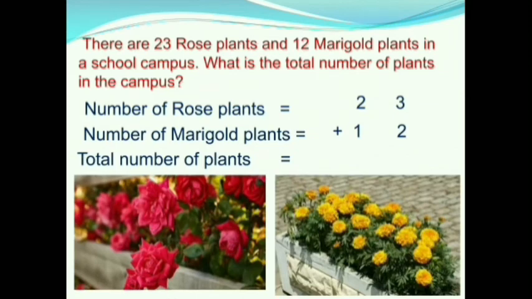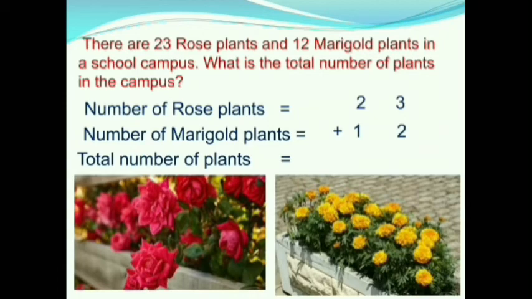Children, now we will solve the word problems. First one, there are 23 rose plants and 12 marigold plants in a school campus. What is the total number of plants in the school campus? How many rose plants are there in the school campus? Number of rose plants is 23. How many marigold plants are there in the school campus? Number of marigold plants is 12.